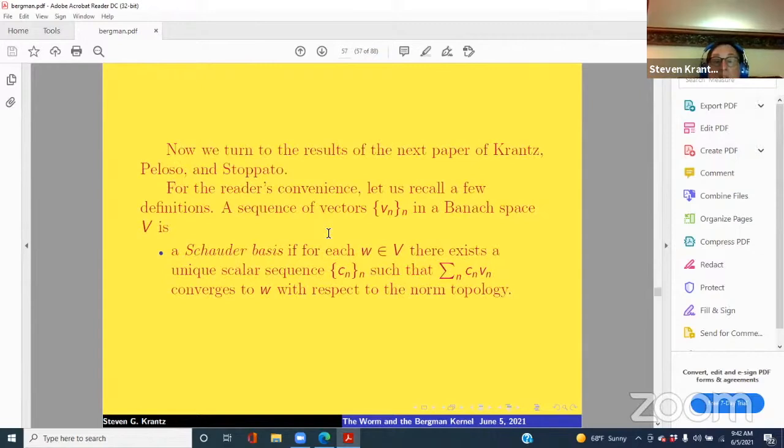Now we'll pass to the next paper by Krantz, Peloso, and Stapato. And for the reader's convenience, we'll recall a few definitions. These are very well known. I hope you could just be patient with me for a minute. We have a sequence of vectors Vn in a Banach space capital V. It is a Schauder basis if for each W in V there is a unique scalar sequence Cn, so the summation Cn Vn converges to W with respect to the norm topology.